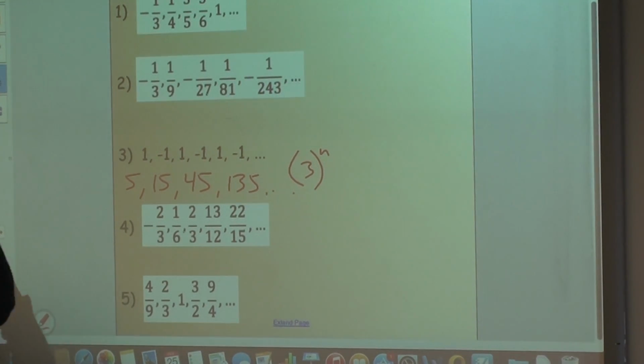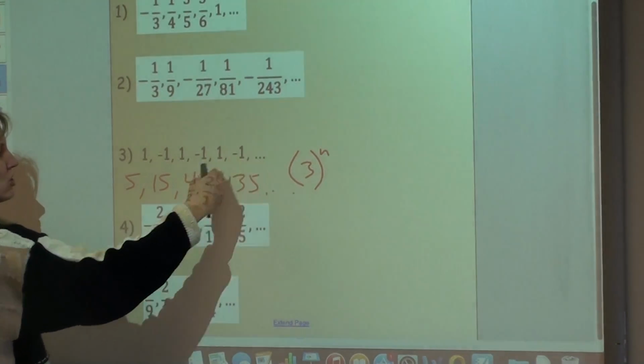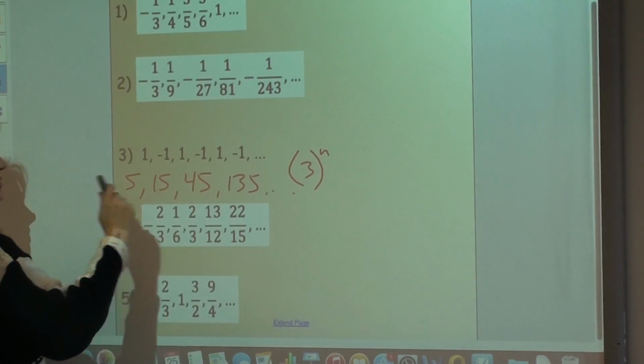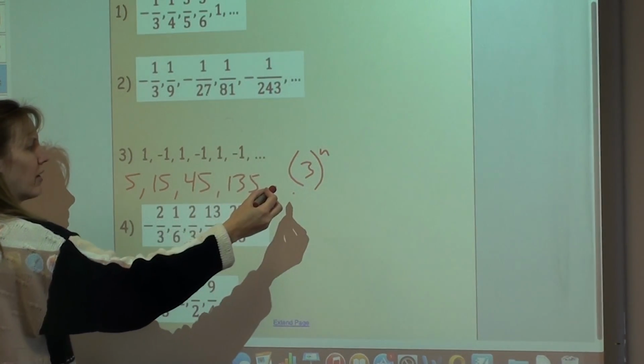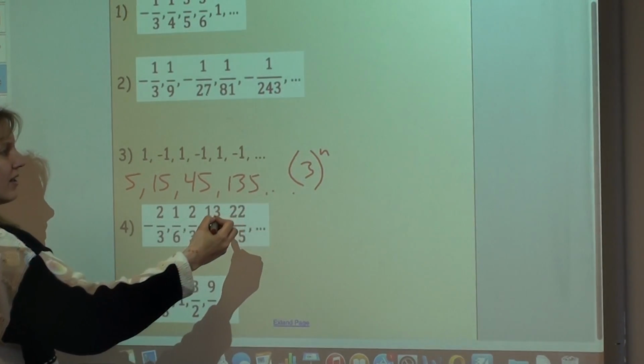And then whatever I need to do in order to get that first term, so this one we'd have to start with n equals 0, so we'd have to switch it around. Can you just think of one as one? Yeah.